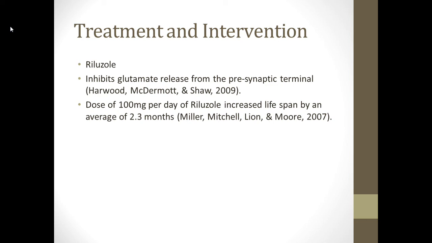The third intervention is the only treatment that's currently used in human trials, which is known as riluzole. Its role is to inhibit glutamate release from the presynaptic terminals of neurons. A dose of 100 mg per day of riluzole has been shown to increase lifespan by an average of 2 to 3 months.